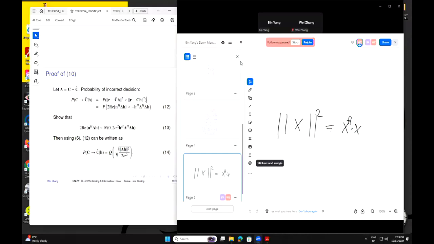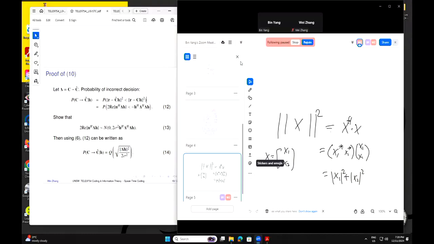X Hermitian times x. Here, I can give an example. x is [x1, x2], so x Hermitian is [x1 conjugate, x2 conjugate], and multiplying by [x1, x2] equals x1 square plus x2 square. Can you follow this one? This is called norm square. Norm square is the x1 magnitude square plus x2 magnitude square.